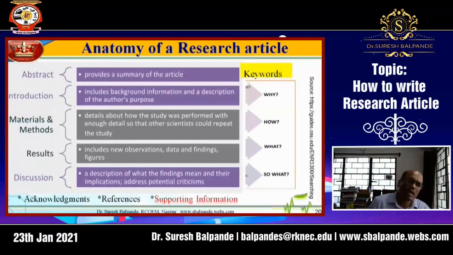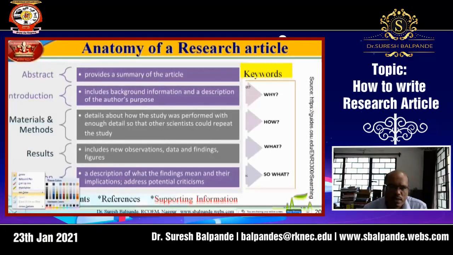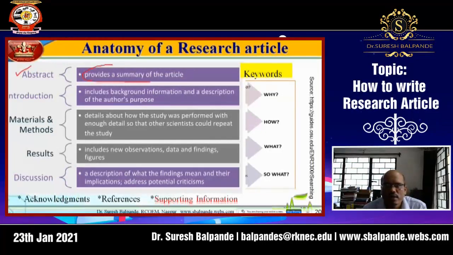Now, as far as the anatomy of the research article is concerned, what are the different sections of a good research article? It will start with, of course, the title, which is not listed here. The very first thing you will have is the title. Title is a most important point, which we discussed already. In addition to the title, you have to write the abstract, which is the summary of your article. Means in 5 to 10 lines, you have to write each and every important work which you have done.